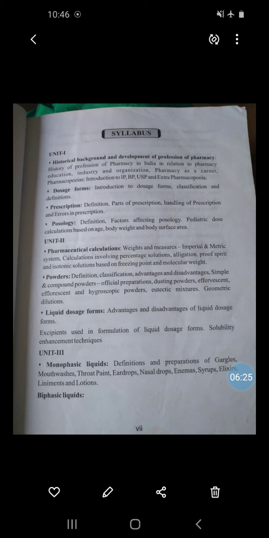Then we will see the constituents or components of syrup. First, that is purified water. Second, sugar or any sugar substitute. Then preservatives, then flavors and colors. So first there is purified water. It is the vehicle, it acts as a solvent. Always it is used in large quantity. Then second, that is sucrose or sugar or any sugar substitute.